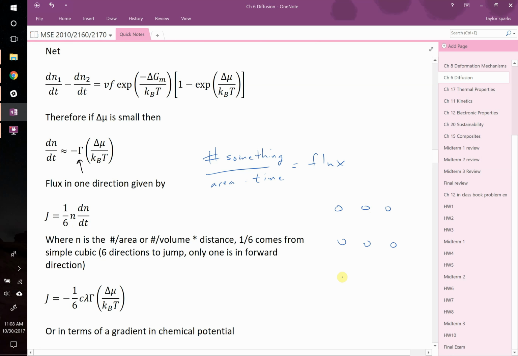Where if you're talking about a flux in one direction, let's say in this direction, then of all the 6 different directions that an atom can hop, it could hop up, it could hop down, right, left, into the page and out of the page. Only this direction right there is moving us in flux in one direction, right? So that's where the 1/6 comes from. N is the concentration, so that's some number per volume, but we're going to multiply that by the distance that it jumps. And then you've got dn/dt, right? That's the change in the concentration with respect to time.